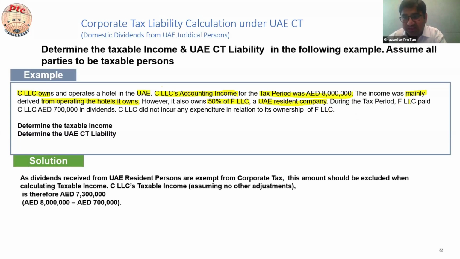Now during the year, the FLLC paid CLLC 700 in dividend. Now we said it is a local dividend, and here he is saying the 8 million income, which means this income has this 7 million also. So this 7 million is not taxable because this is the local dividend. First, CLLC did not incur any expenditure in relation to the ownership of the LLC. Now this 700 is linked with expenditure. If we have expenses in relation to this dividend, that also will be adjusted accordingly from our books.